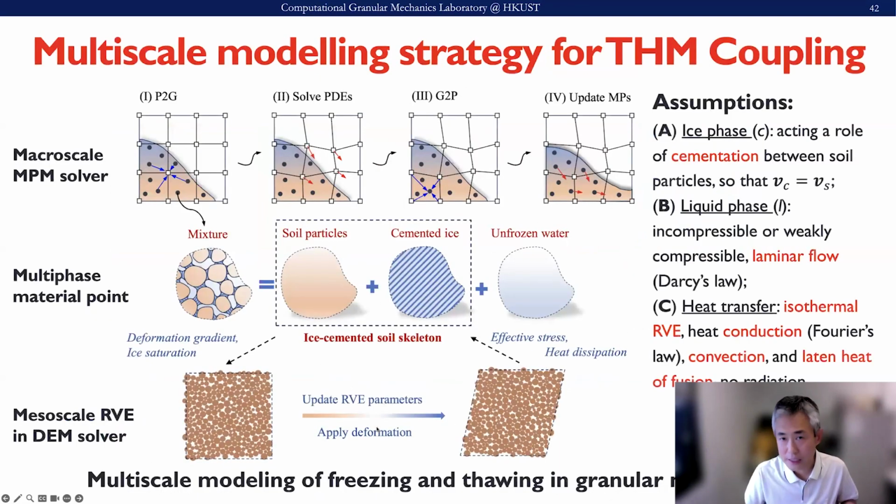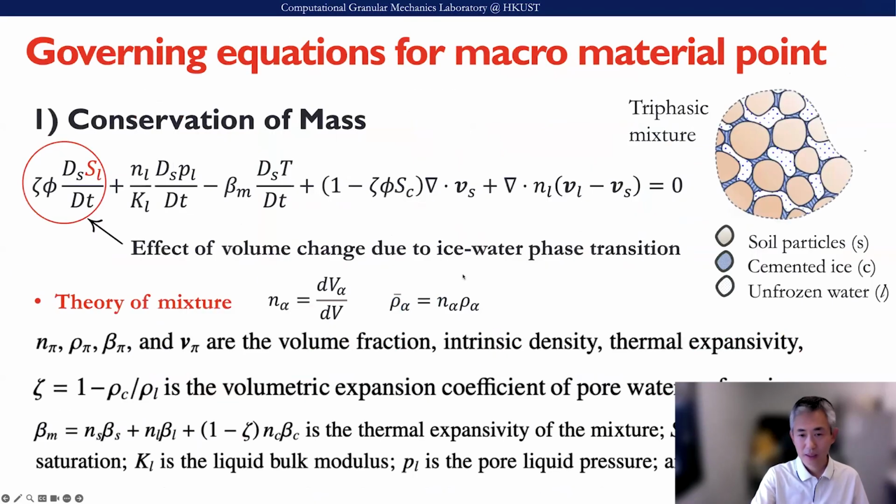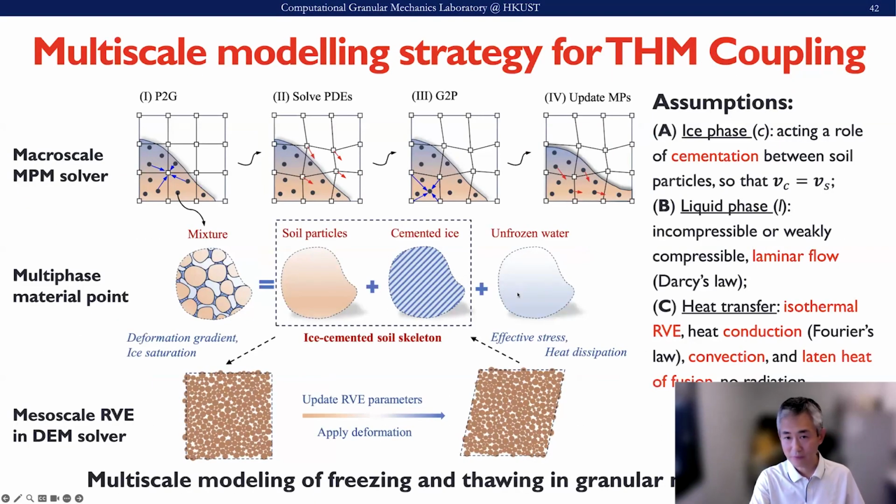Okay. And for the multiscale strategy, we consider the material point as a mixture of solid particle with cemented ice or methane hydrate, plus unfrozen water. And for the solid particle and cemented ice, we use DEM to simulate it. Okay. And here we consider other loads like heat transfer, and the different conduction, convection, or latent heat of fusion. But we don't consider radiation, and so this is the multiscale framework.